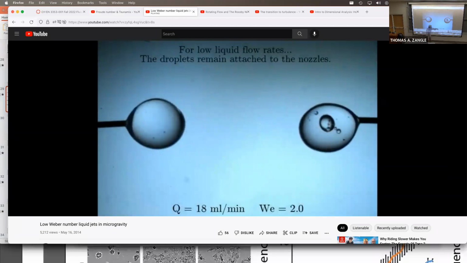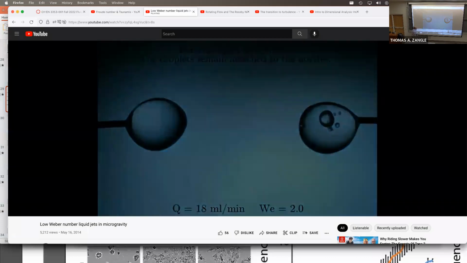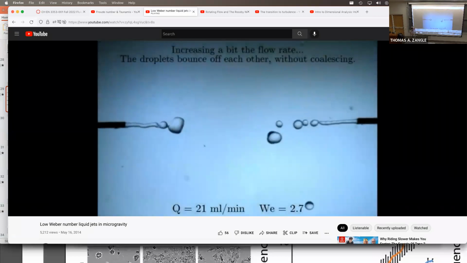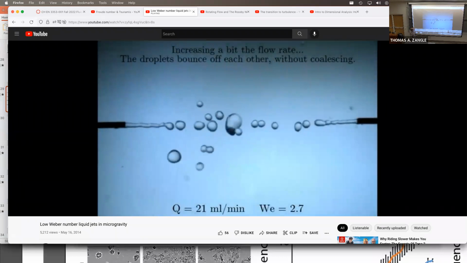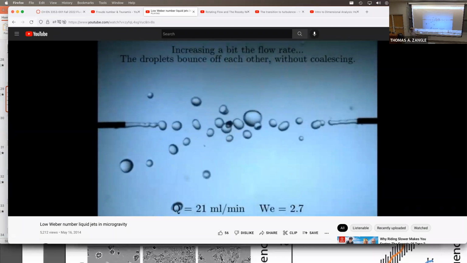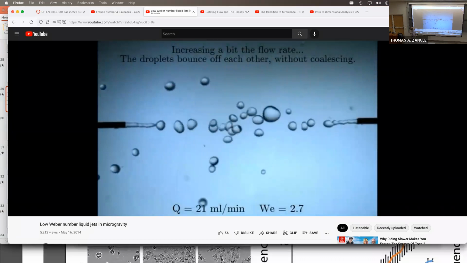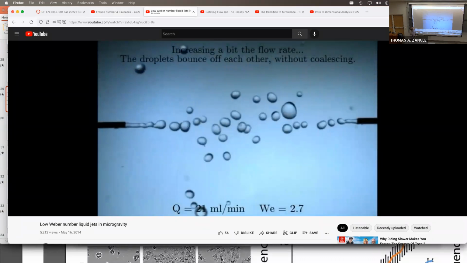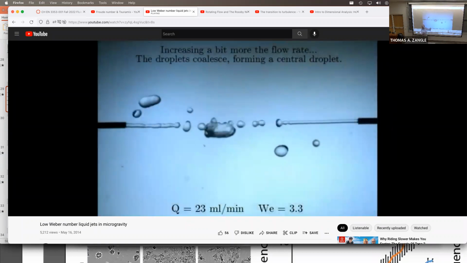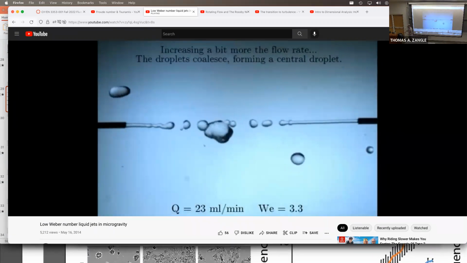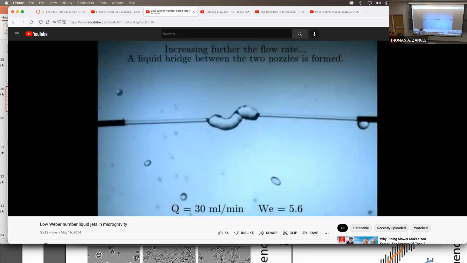Down here, this is Weber number 2.7. So now we're increasing the flow rate, and we're increasing the Weber number. And now this second drop is not coalescing. They have enough momentum that they're not coalescing anymore. Right, so the flow rate's increasing. No, they are coalescing.